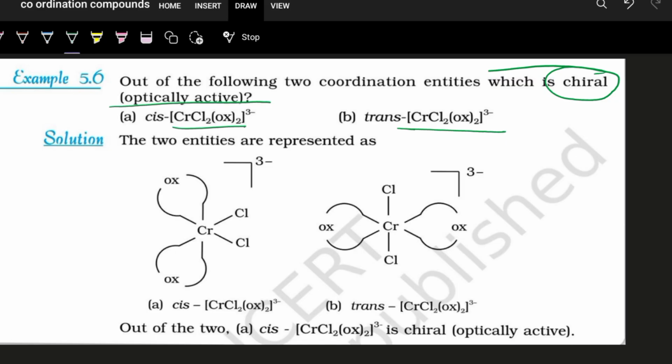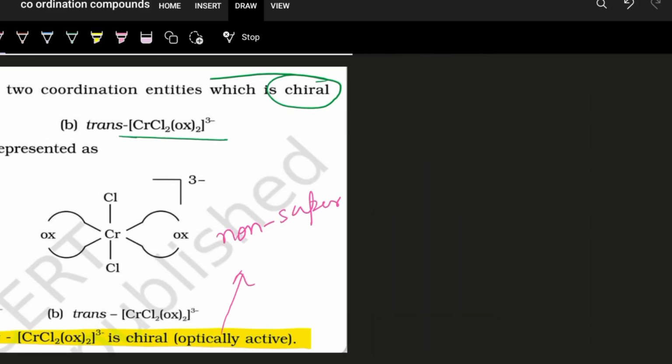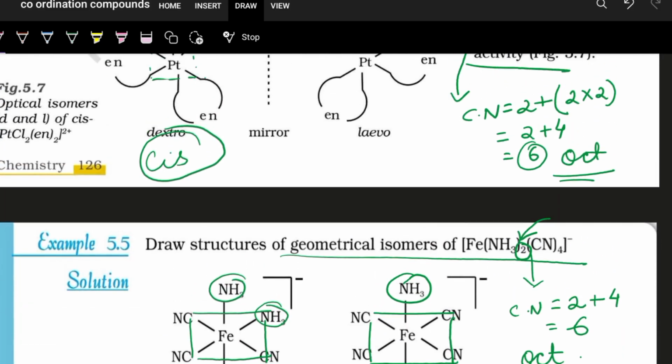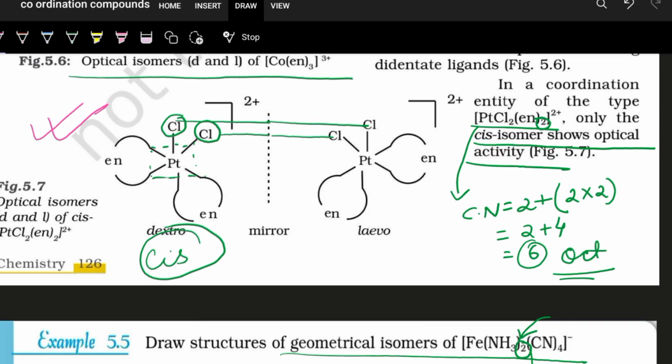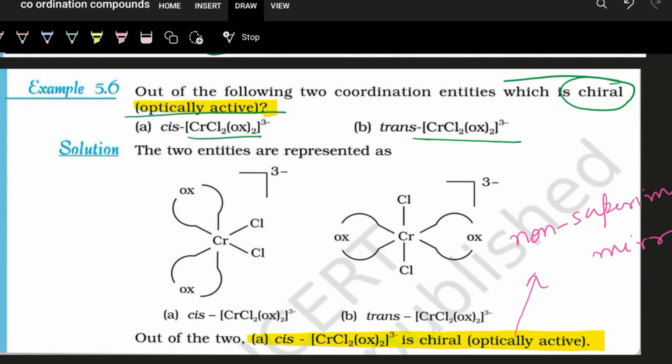Out of these two, which is actually optically active? We can see out of this, the cis isomer is optically active. Why is it so? Because the cis isomer can produce non-superimposable mirror images of itself. So you have seen this in the previous case, non-superimposable mirror images. Just like this, the cis isomer can form.